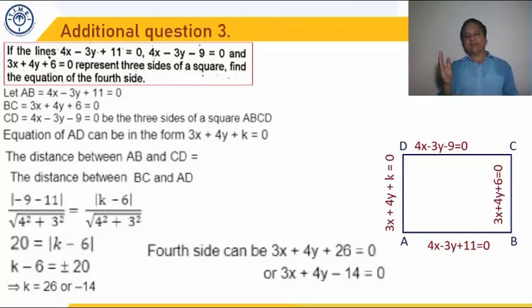So in this case we find the equation of a side parallel to BC as 3x plus 4y plus k equal to 0. And then since the sides of the square are equal and are at right angle to each other, we find the distance between the two sets of parallel lines and equate them to get the value of the constant. Yes?